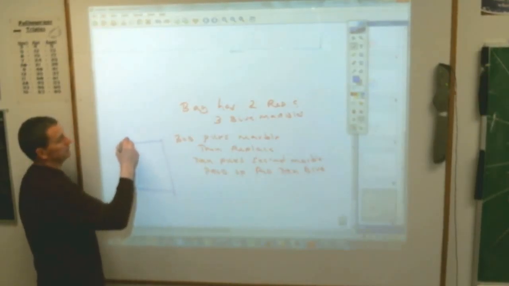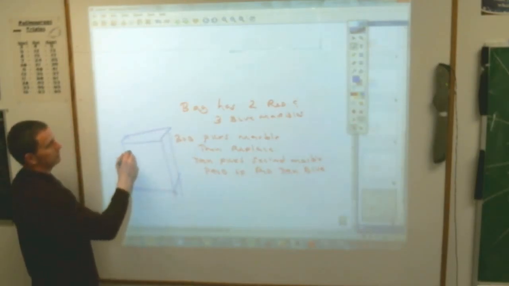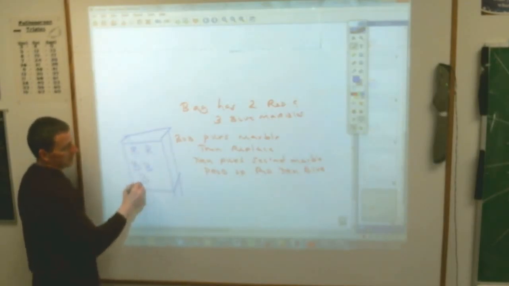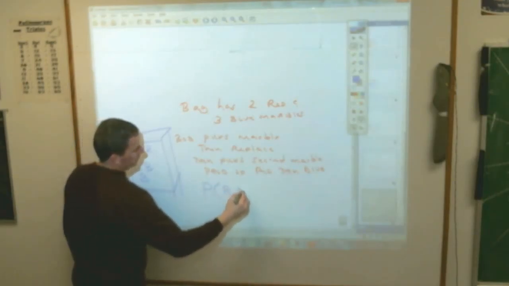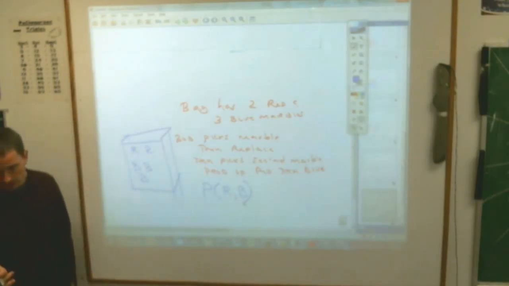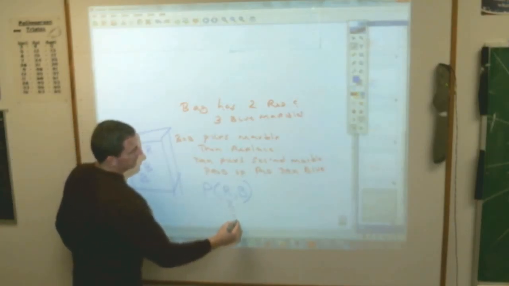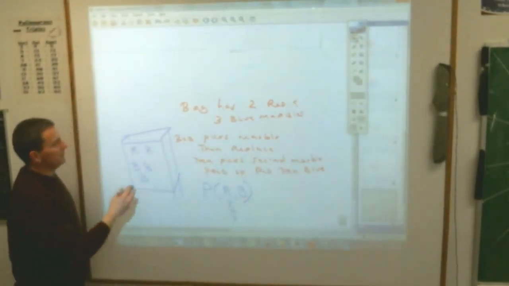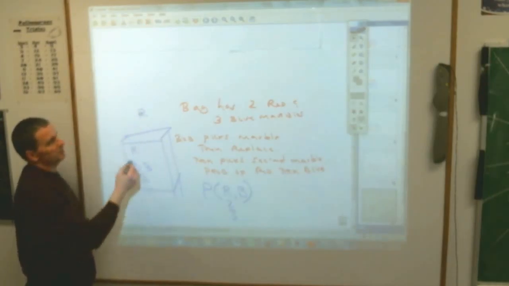So here's my bag, right? Inside the bag is 2 reds and 3 blues. And I want to know the probability of a red and a blue. Well, the probability of red is, how many reds are there? 2. Out of how many? 5. Now here's the deal, and this is very key. You have to watch when it says this. It says that he picks a red marble, but then he puts it back in the bag.